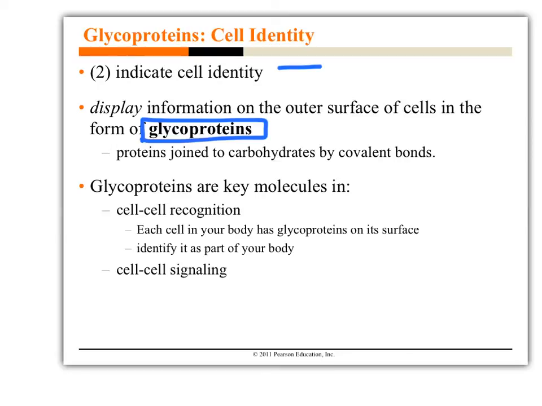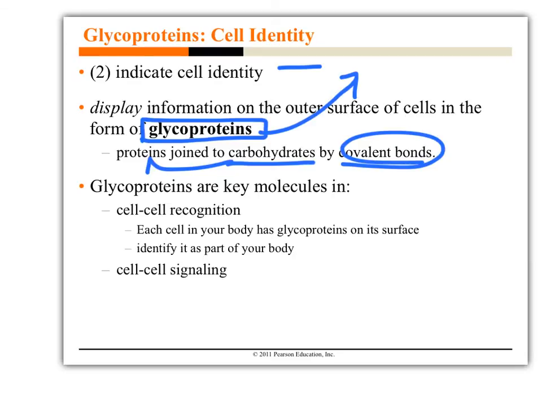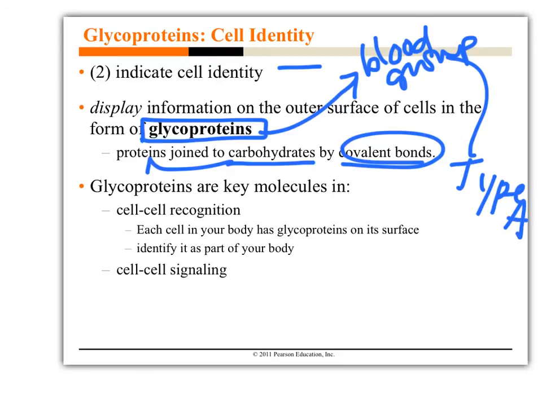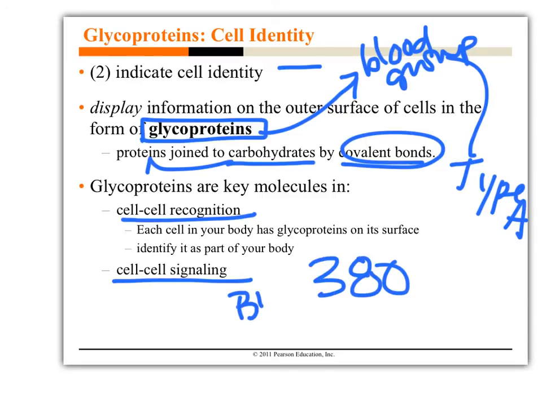Glycoproteins, or carbohydrates attached to proteins by covalent bonds, are found on the surface of our cells, and that's how our immune system recognizes self versus non-self. The biggest glycoprotein we can think of are the blood group antigens, right? So type A sugar, type B sugar, that's all glycoproteins. So those are extremely important. Glycoproteins, cell recognition, and cell signaling, which we'll talk more about later in the semester and also ad nauseum in Biology 380.